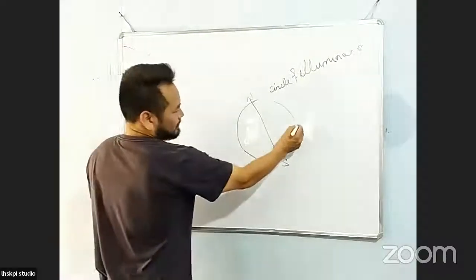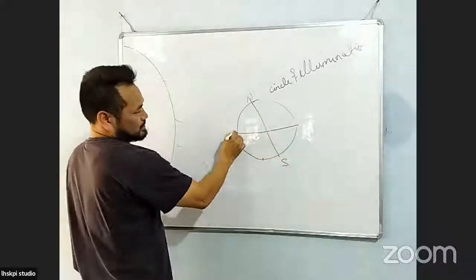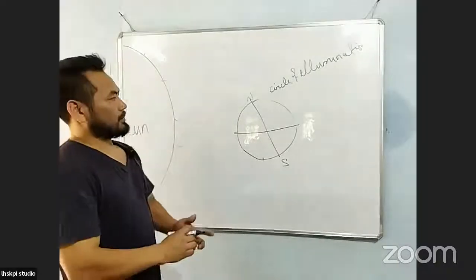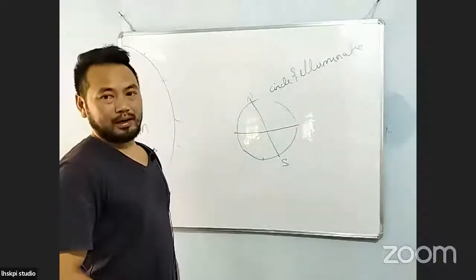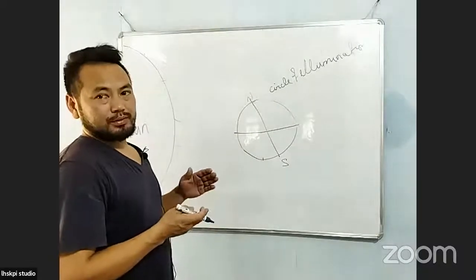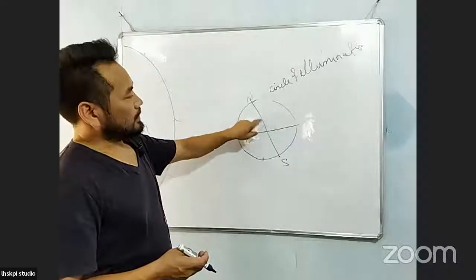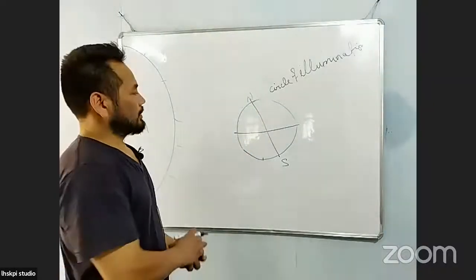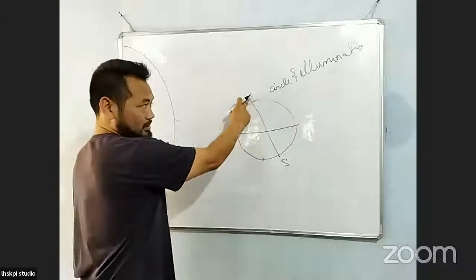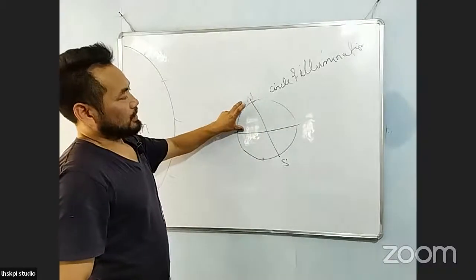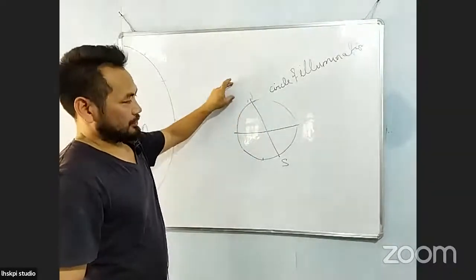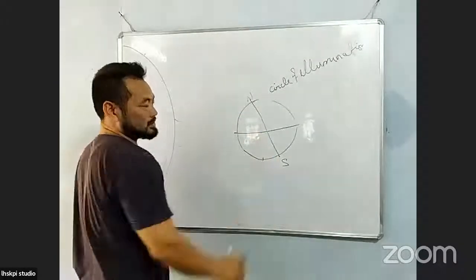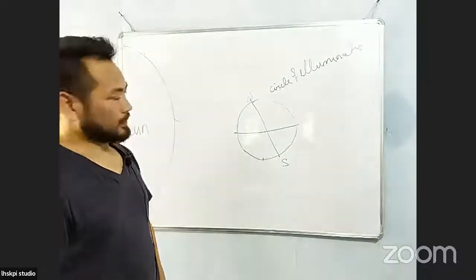And there is another imaginary line which is known as the equator, which divides the earth into the northern hemisphere and the southern hemisphere. From the equator to the north is known as the northern hemisphere. And from the equator to the south is known as the southern hemisphere.